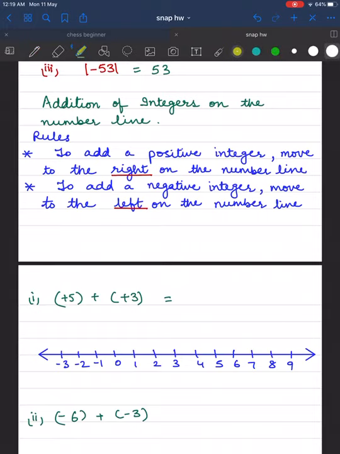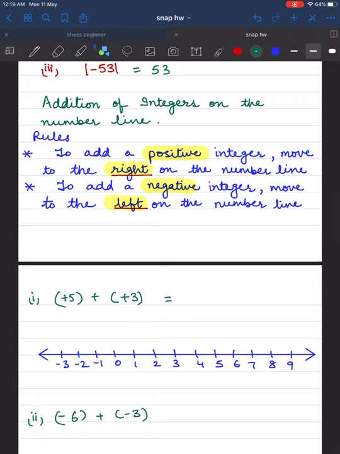Now we have to follow two rules. To add a positive integer, move to the right on the number line, and the second, to add a negative integer, move to the left on the number line. Now it will become clear from the following examples.